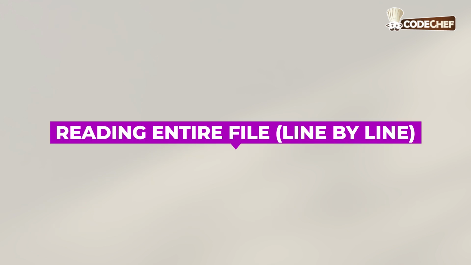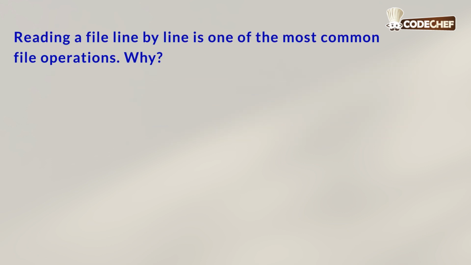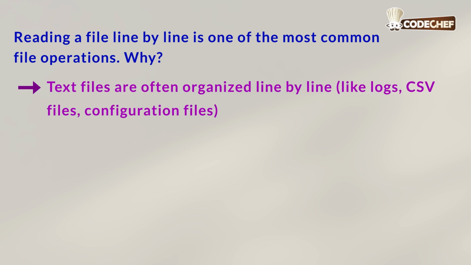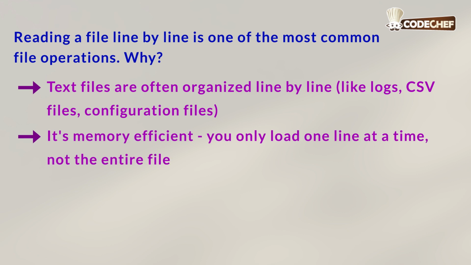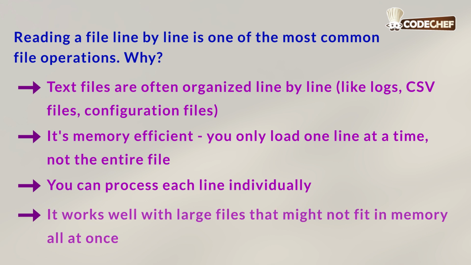Reading the entire file, line by line. Why read line by line? Reading a file line by line is one of the most common file operations. Why? Text files are often organized line by line, like logs, CSV files, and configuration files. It's memory efficient, so you only load one line at a time, not the entire file. You can process each line individually. It works well with large files that might not fit in memory all at once.